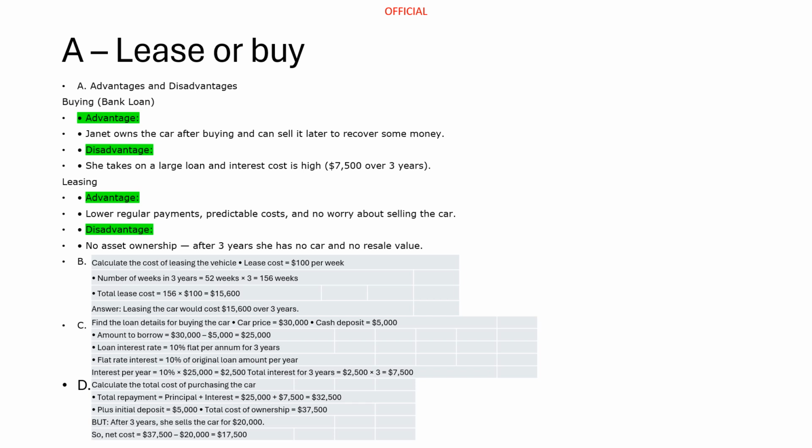And then she has also paid a deposit, so you have to add that $5,000 to 32,500. So the total cost of ownership, if she buys the car, is $37,500. But after 3 years, she sells the car for $20,000. So the net cost for her would be $37,500 minus $20,000. So the net cost of owning the car is $17,500.